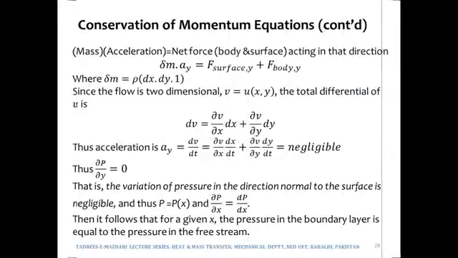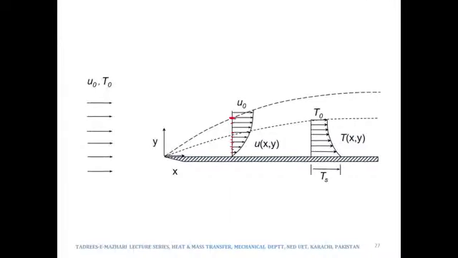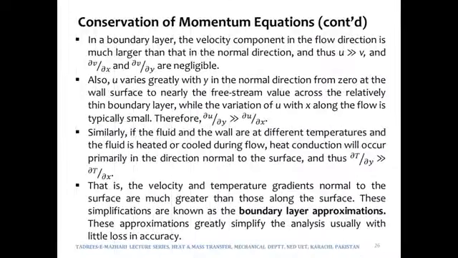This is what is written over here in the third point. If the fluid and the wall are at different temperatures and the fluid is heated or cooled during the flow, heat conduction will occur primarily in the direction normal to the surface, meaning in the y direction, and thus ∂T/∂y would be much greater than ∂T/∂x. So the velocity and temperature gradients normal to the surface would be much greater than those along the surface, meaning ∂T/∂y and ∂u/∂y would be much greater than their counterparts in the x direction.